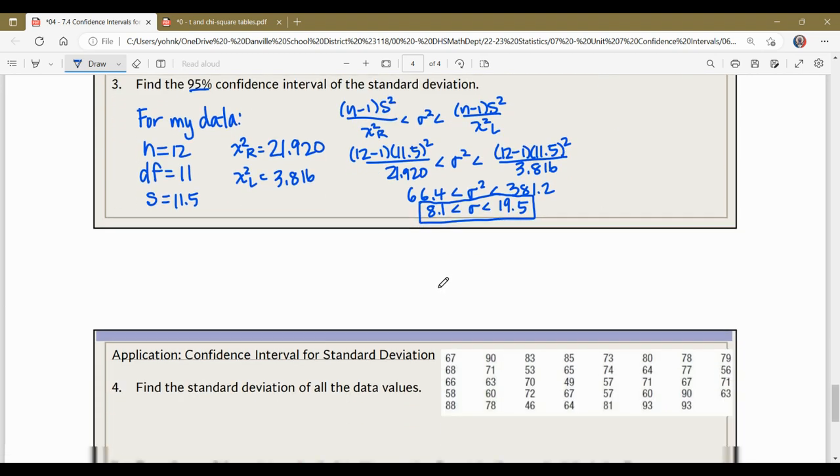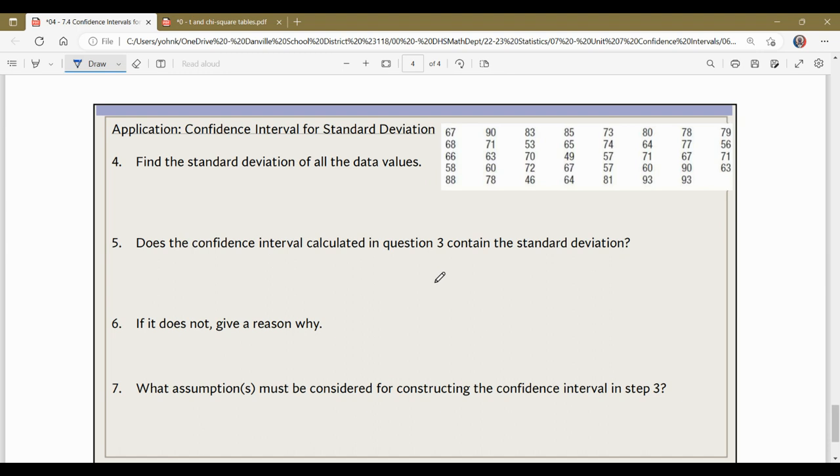All right, so keep going with this problem. Number 4, find the standard deviation for all the data values. So kids, if you take all these data values and put them into stat edit and then find the standard deviation, your standard deviation should be 12.0.